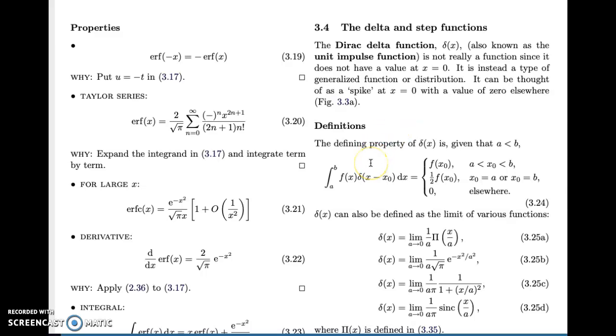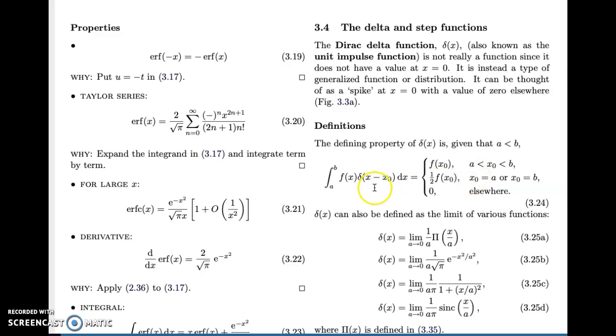More precisely, the way it's used is in this definition here: if you have a delta function located at x equals x0, then if you integrate that multiplied by any function f, where x0 lies strictly between a and b, then basically you get the value of f at that point. So for example, the simplest case is if f equals 1, then you're just integrating the delta function, and you just get the answer 1.